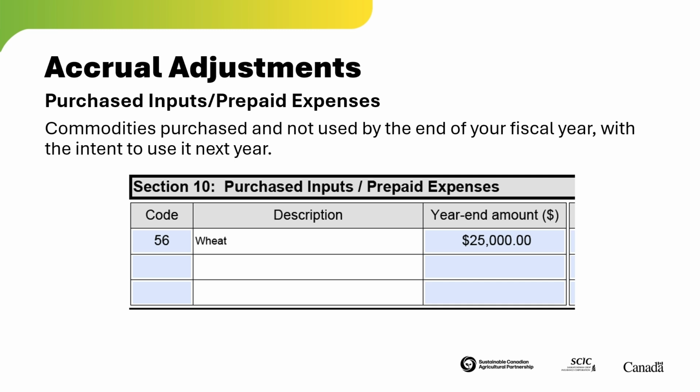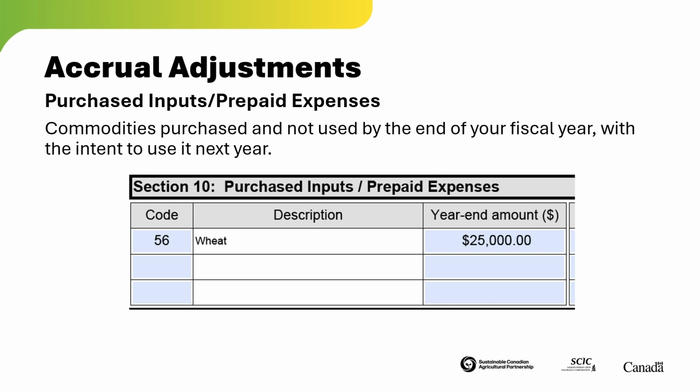Those purchased inputs, the commodities you've bought, you still have on hand at the end of the year, and you're going to be using them in the next year. Any prepaid expenses, maybe you paid in advance for goods and services to be received in the future. You've paid for it, but you're not using it until next year. So we need to take those out of this year's margin and move them into next year's, because they're going to be next year's expenses.